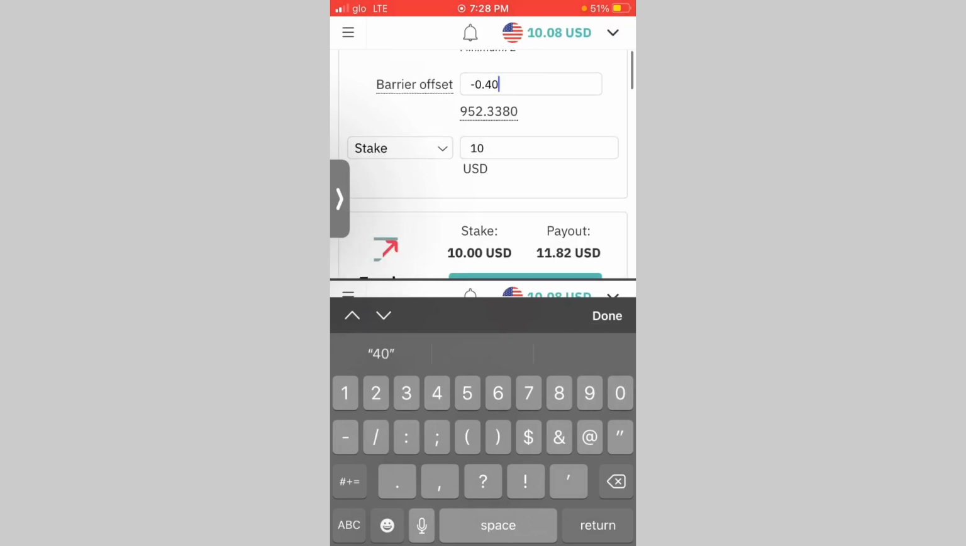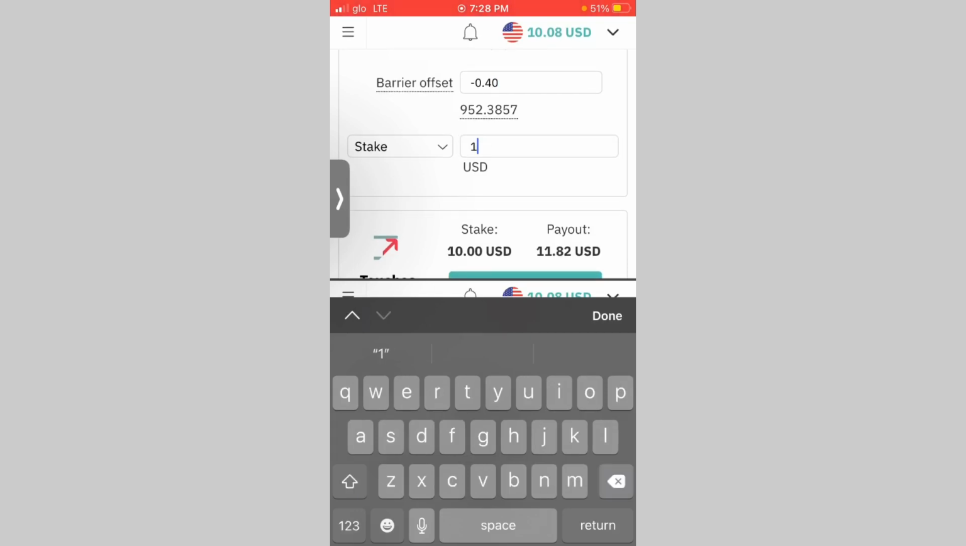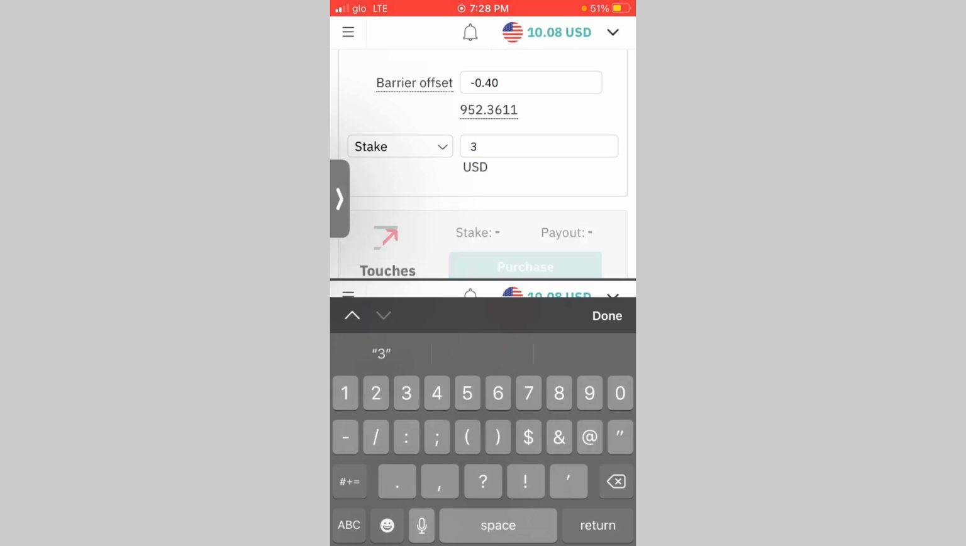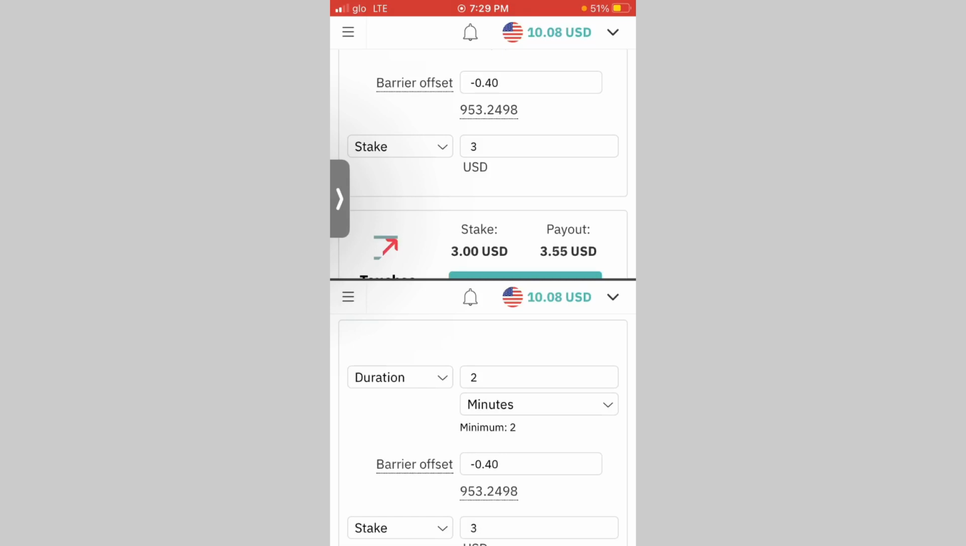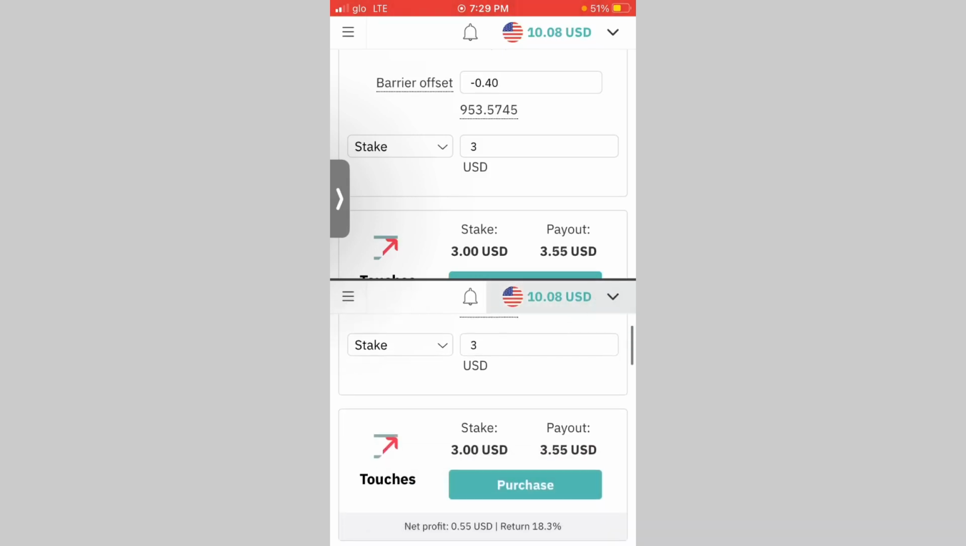Then your staking amount should be $3. Due to price change, I normally use $2 for this, but since I just want to make sure that I trade only a maximum of 5 or 6 trades in a day, I'm using only $3 to purchase. So I'm not using my whole $10 in the account to purchase the trade. Once you are done with that, you do the same thing on your second window split.